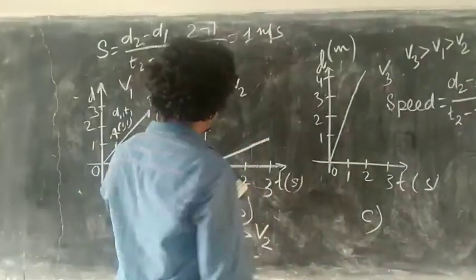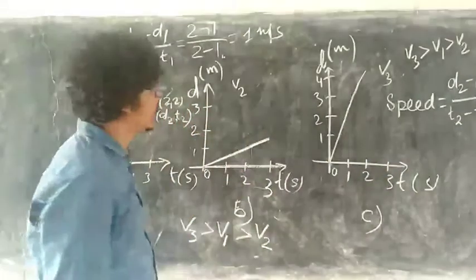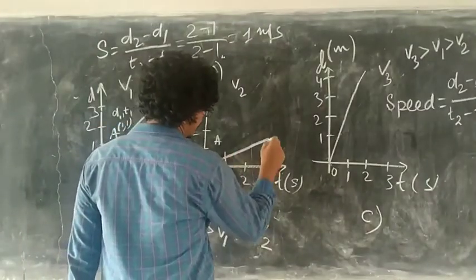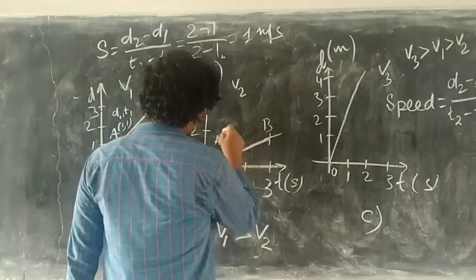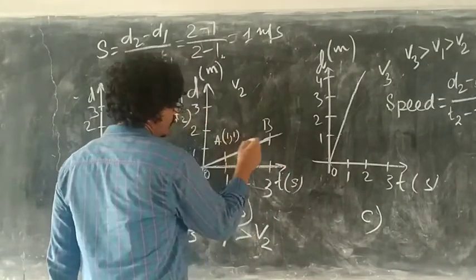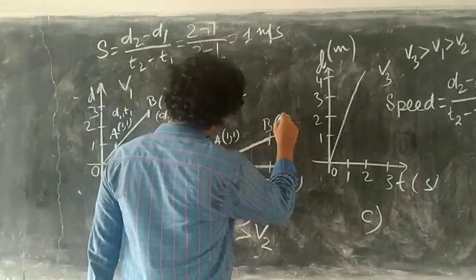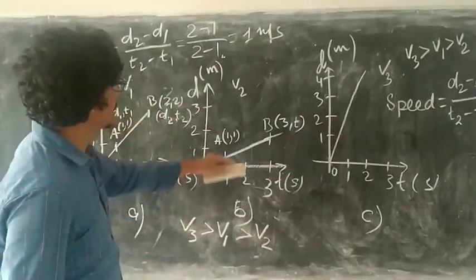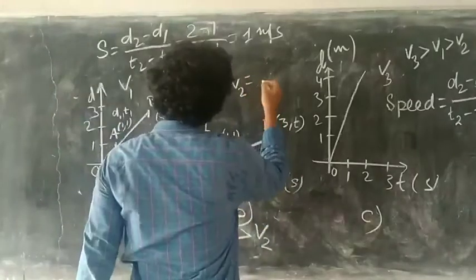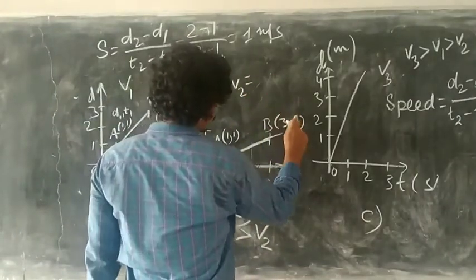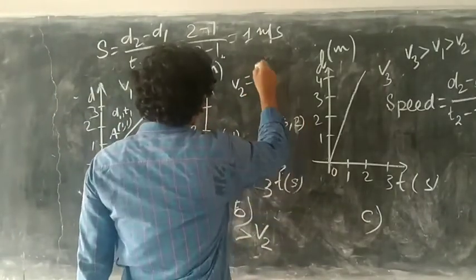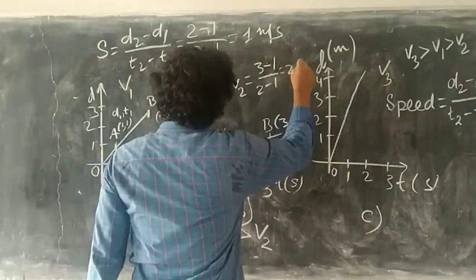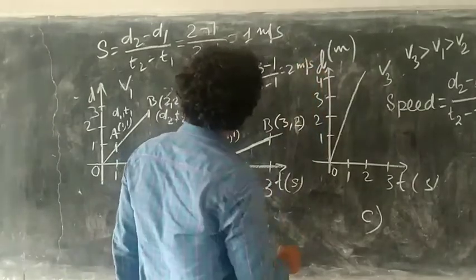Similarly, if you find the speed here, let us take this as point A and this as point B. What is the coordinate here? 1, 1. And here the coordinate is 3, 2. So if you find the speed, what is V2? 3 minus 1 by 2 minus 1, that is 2 meters per second.